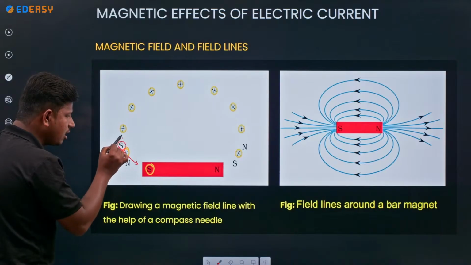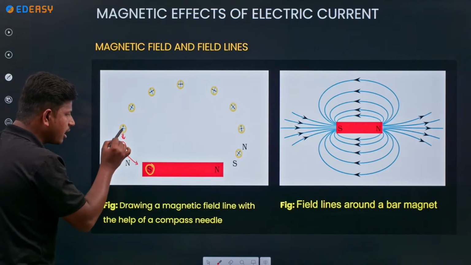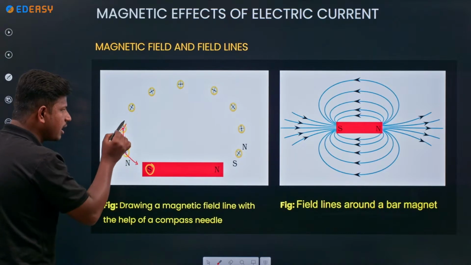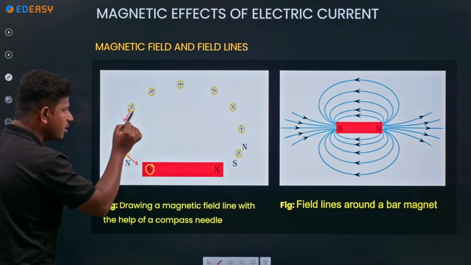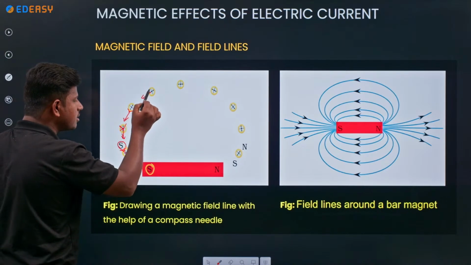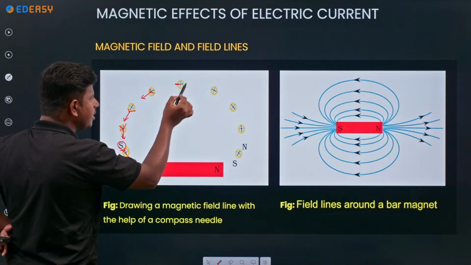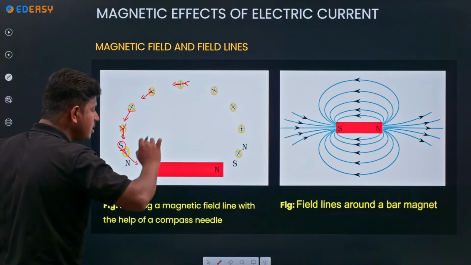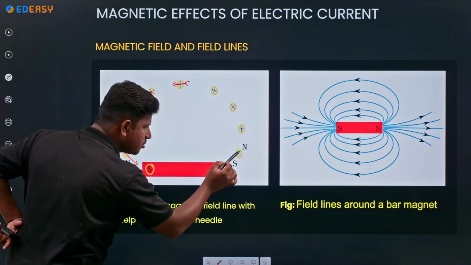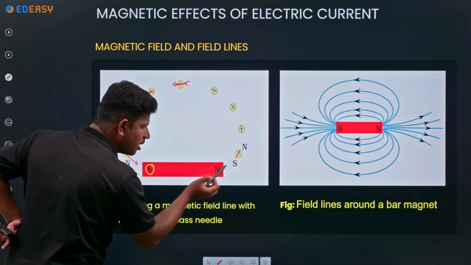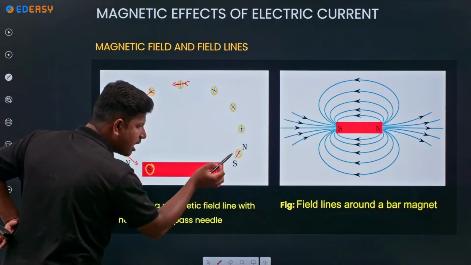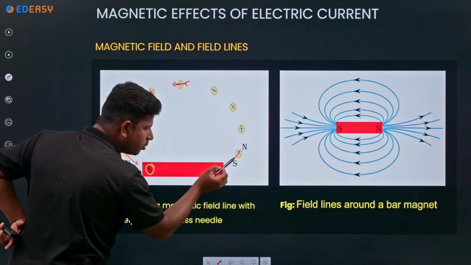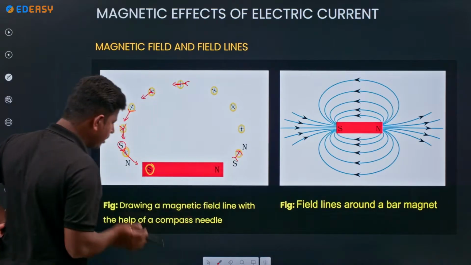And again here, north pole will come. Again, south pole is like this. Again, like this. So, the arrangement will be, look at the arrangement. Finally it comes to here. Which pole is here? North pole. And which one will it be? South pole.